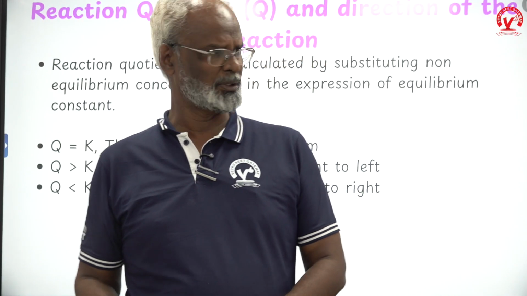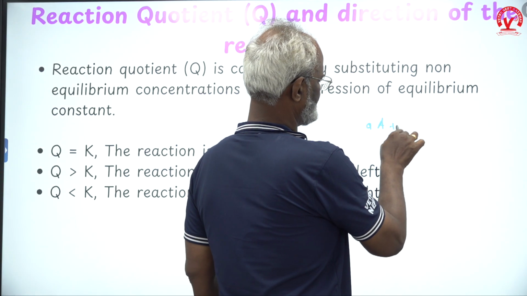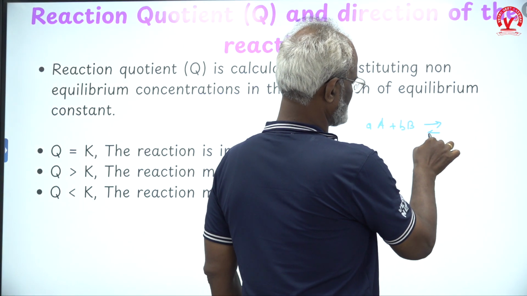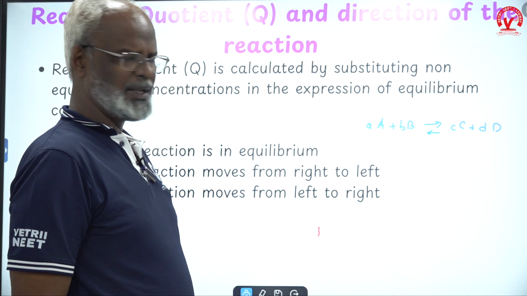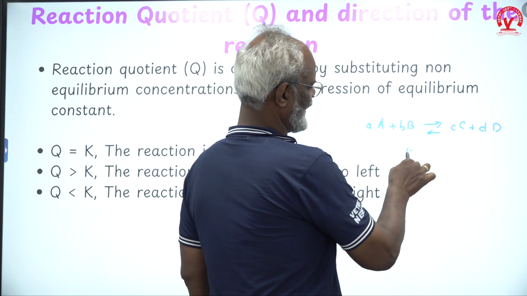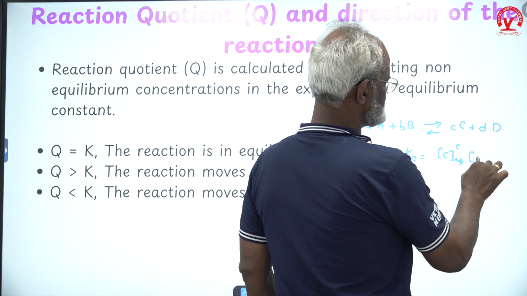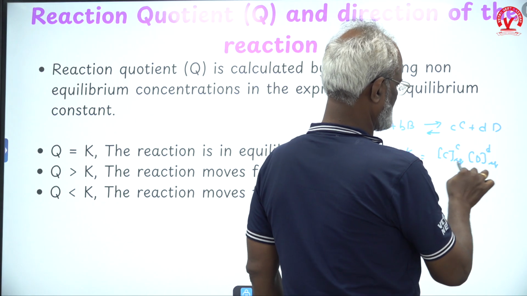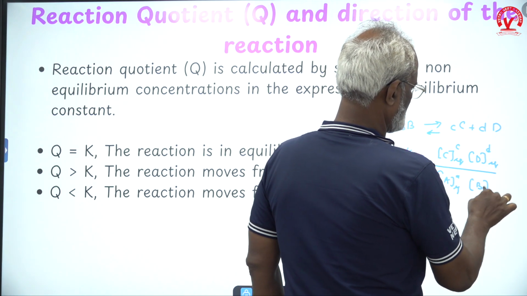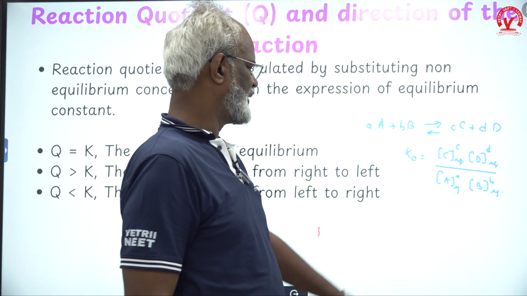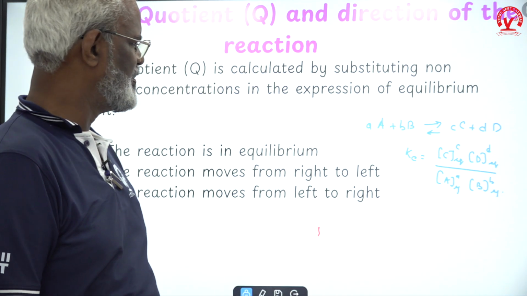First, what is the reaction quotient? Let me take a simple equation: aA + bB reversible gives cC + dD. We discussed the equilibrium constant, so Kc will be equal to [C] equilibrium power c, [D] equilibrium power d, divided by [A] power a, [B] power b. Please note that here the concentrations are taken at the equilibrium state. Then it is the equilibrium constant.